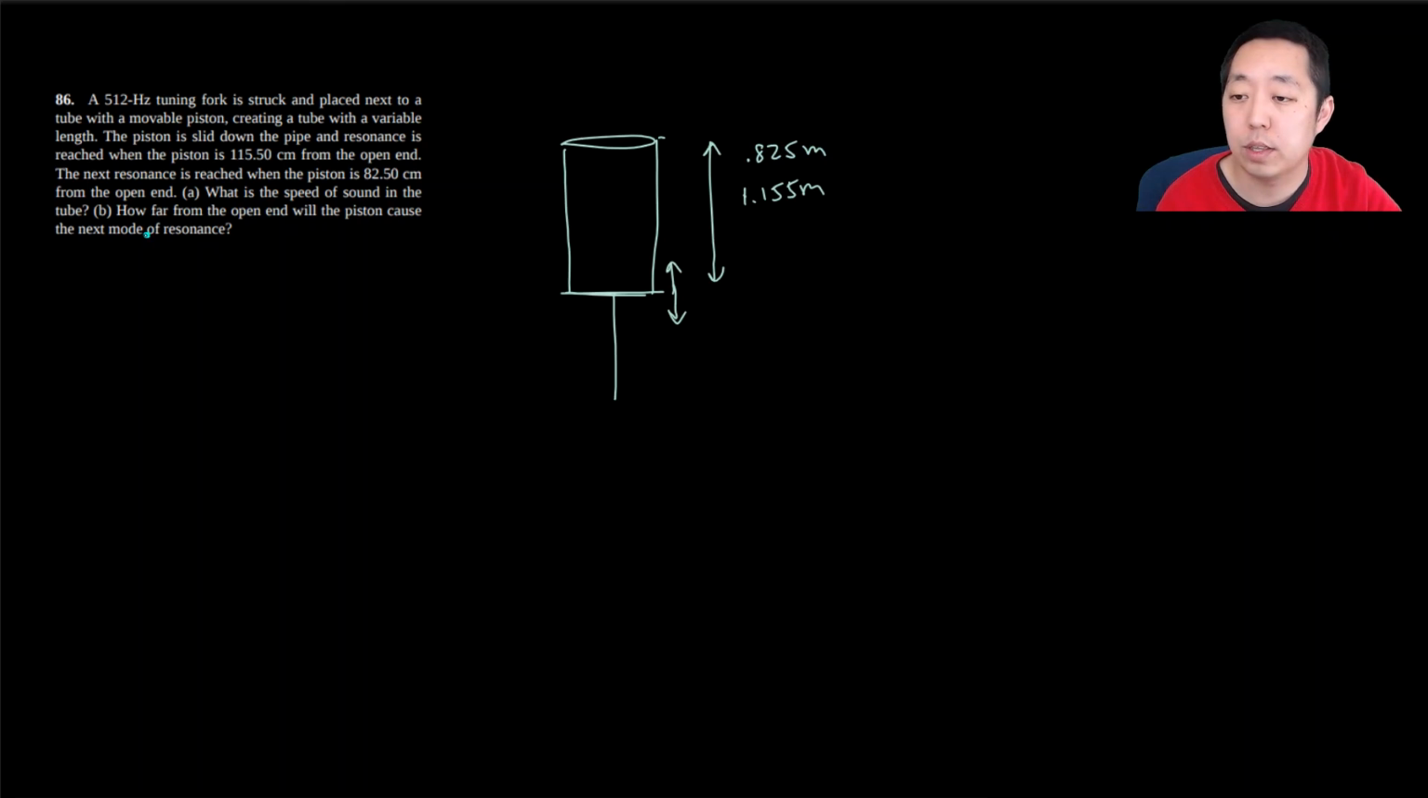What is the speed of sound in the tube? And how far from the open end will the piston be at the next mode of resonance? Okay. And then the f is 512 hertz.